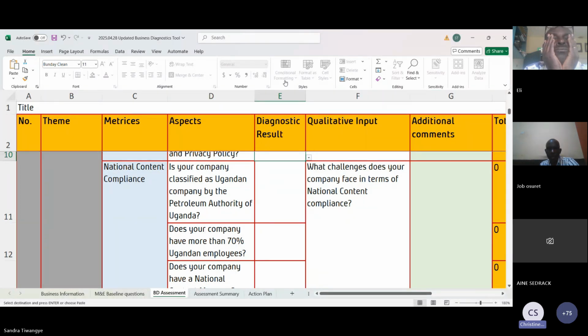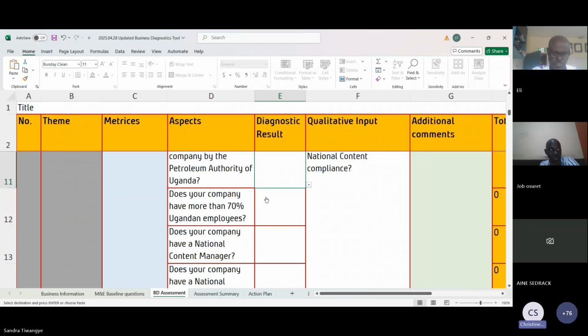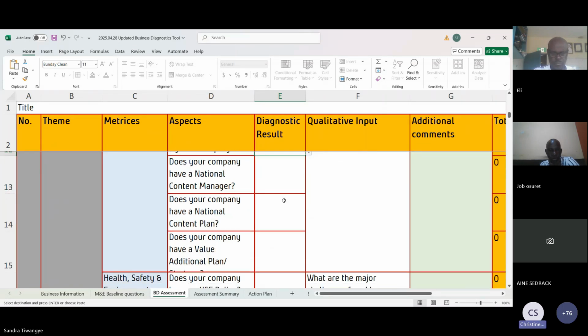Okay, let us proceed in a hastened manner. We are on the part of national content compliance. Is your company classified as a Ugandan company by the Petroleum Authority of Uganda? If you went through the National Supplier Database registration process, you should know that. If you do not know, then you're probably not registered as a Ugandan company. So click no. Do you have more than 70% Ugandan employees? Our dummy does have more than that, so we can ably click yes.